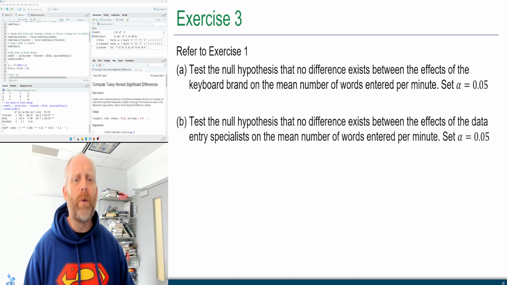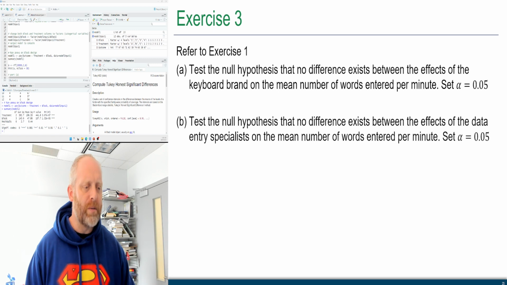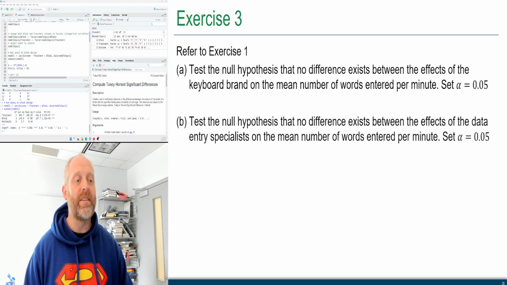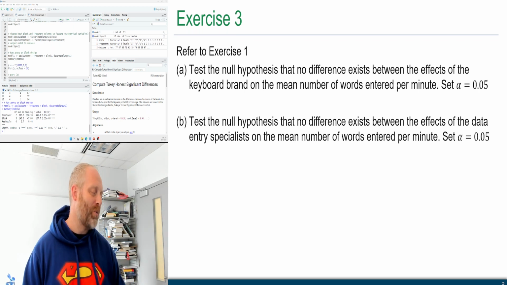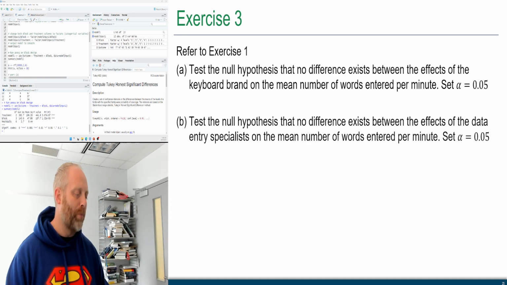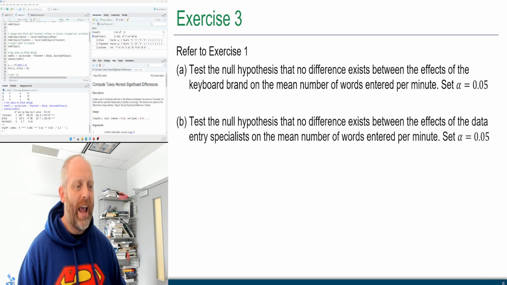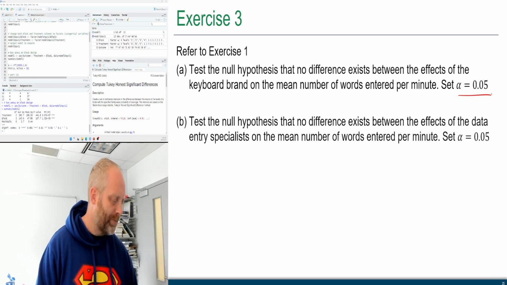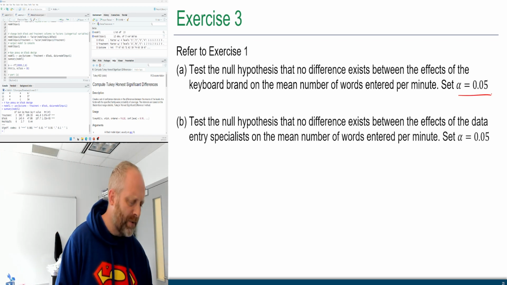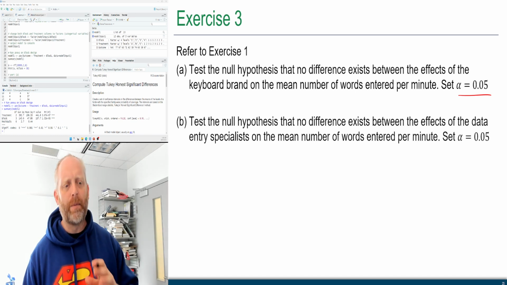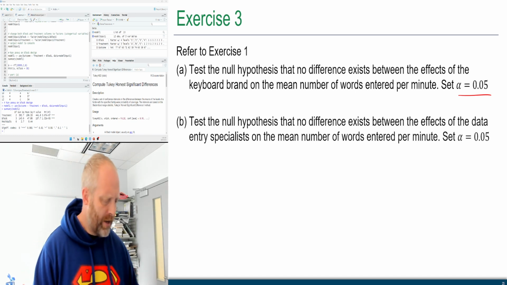All right, so for the two parts here, we want to test the null hypothesis that no difference exists between the effects of the keyboard brand. So again, that primary factor here, and we're setting alpha to be 0.05. And then we're going to do the same thing as before, but this time around for the blocks. So let's look at A here.